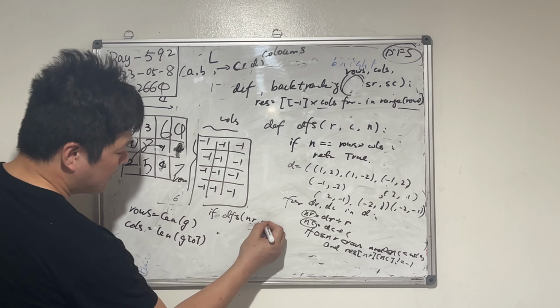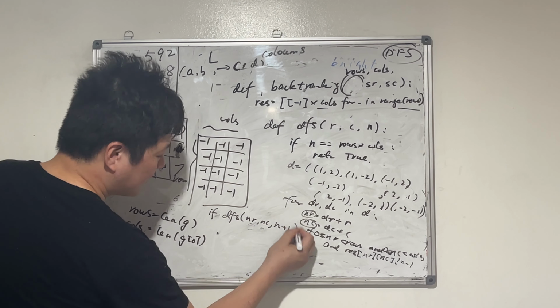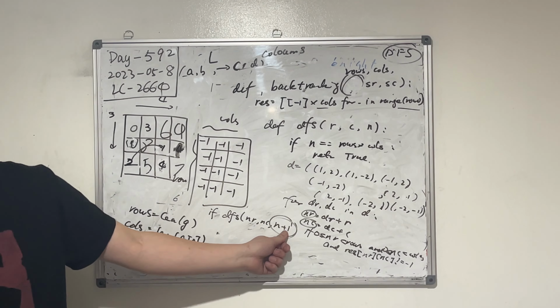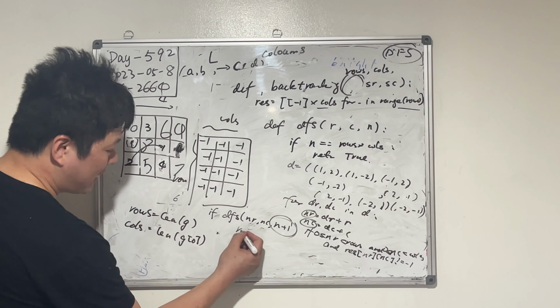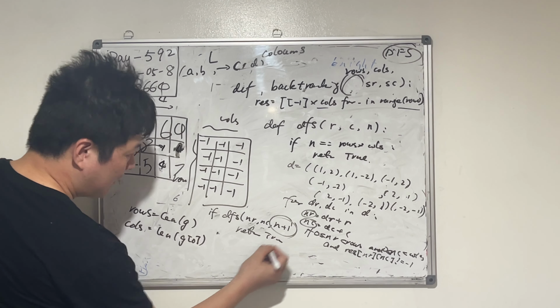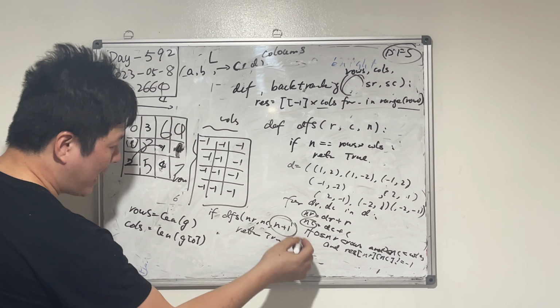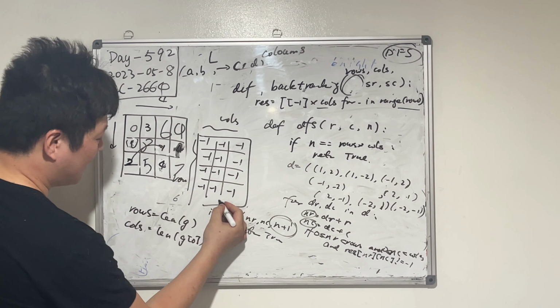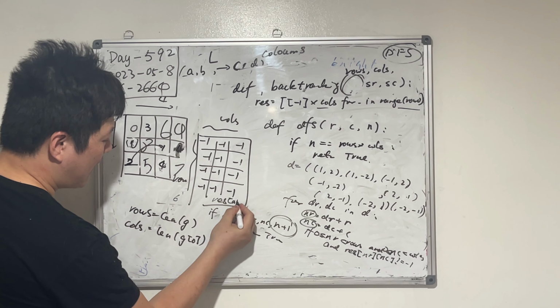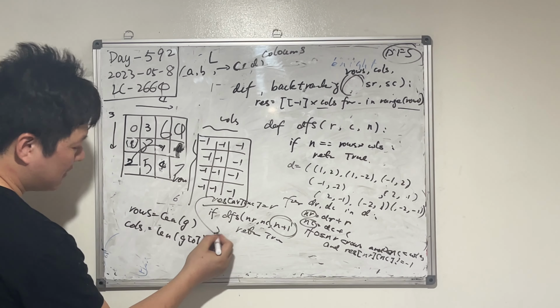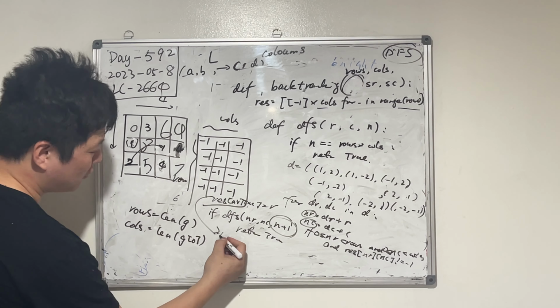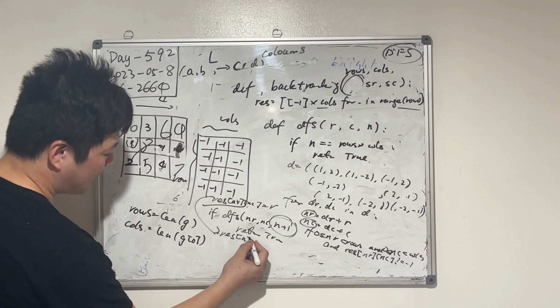If DFS of nr and nc, we use n plus 1 because the next number we want to fill is n plus 1, right? Then we return true. But before that, we need to mark the current number, which is grid nr, nc equals n. And after, if we don't find a solution, we need to unset it to minus 1. Make sense?